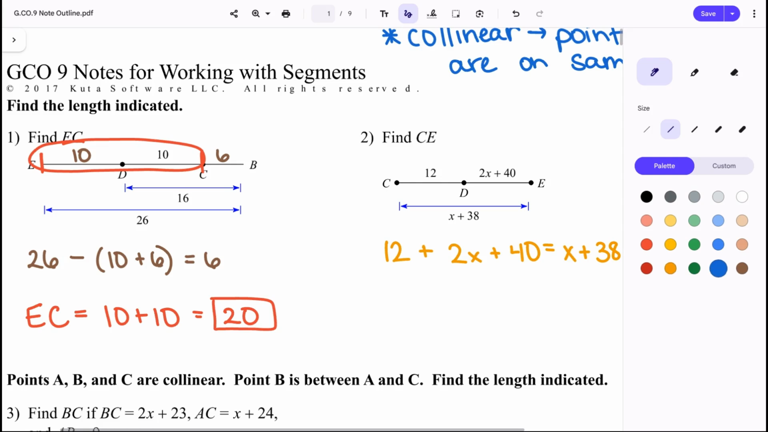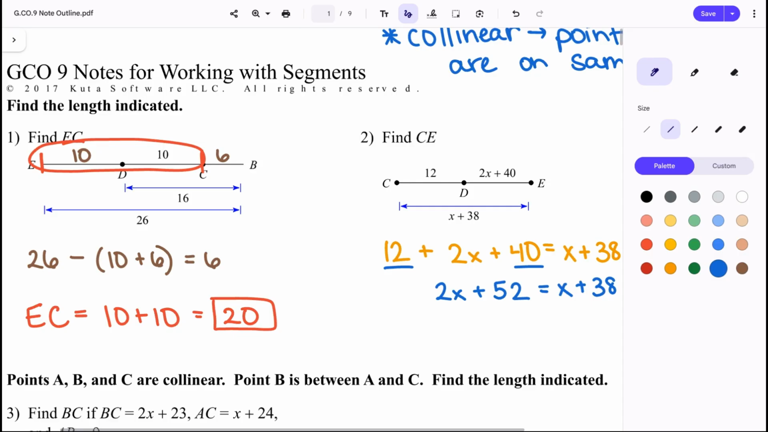So the first thing I would do is look for any like terms on either side of the equal sign. So I see a 12 and a 40 here, so I'm going to put those together. I'm going to rewrite this so it says 2x plus, and that would be 52 together, equals x plus 38. And now we need to start combining the other terms. And this is when you have to start moving things around the equal sign. So remember, whatever you do to one side, you have to do to the other side.